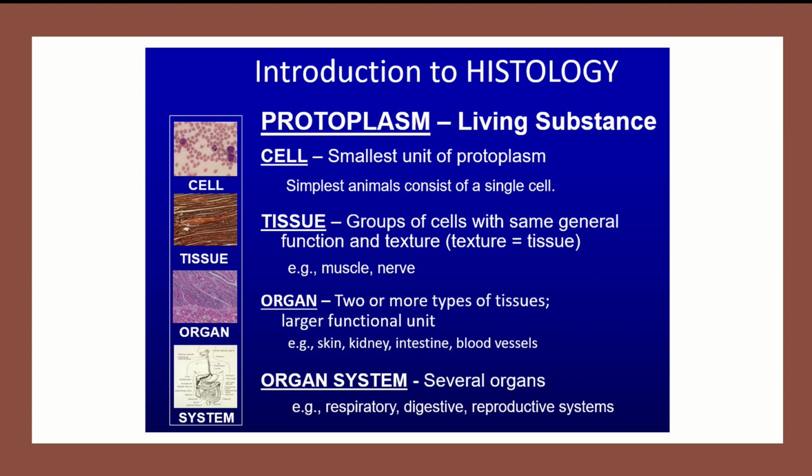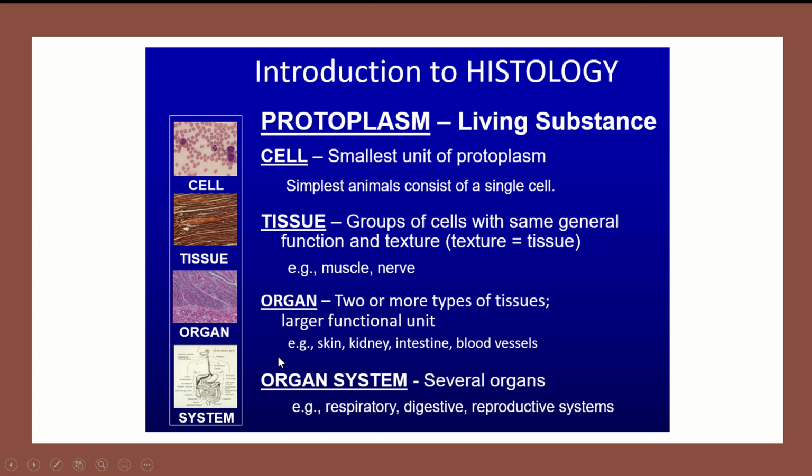Once you get a bunch of cells together, working together and helping each other out with the same kind of function in mind and the same kind of texture, that is what we're going to call a tissue. So if you get enough protoplasm together, you get a cell. If you get enough cells of the same function together, you get a tissue, something like muscle, nerve, epithelium. And if you get enough tissues together, a bunch of muscle, nerve, epithelium and everything, you can create an organ.